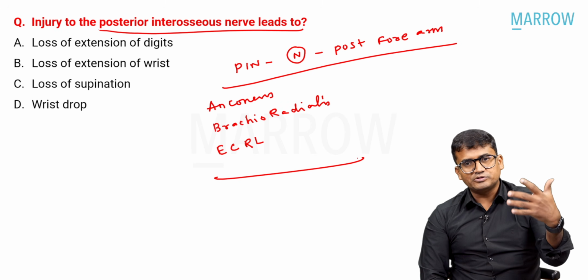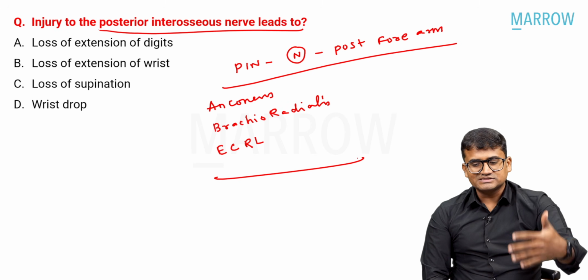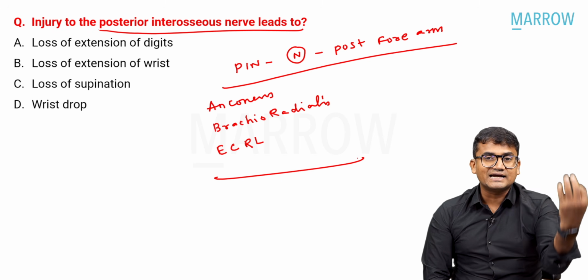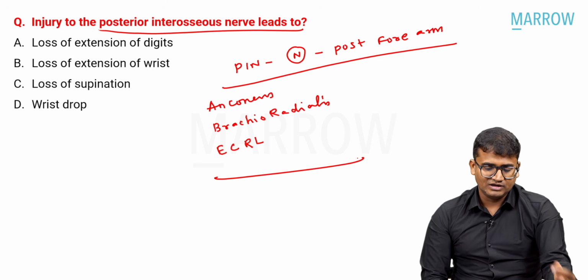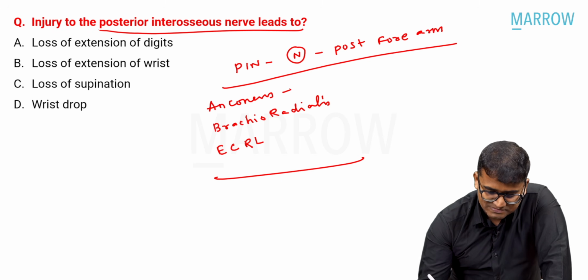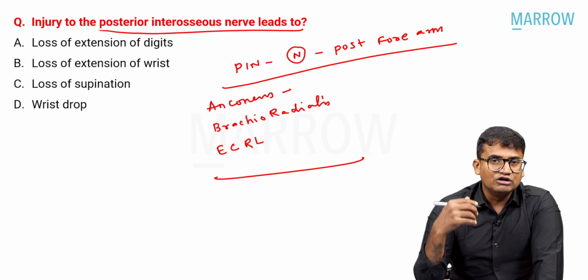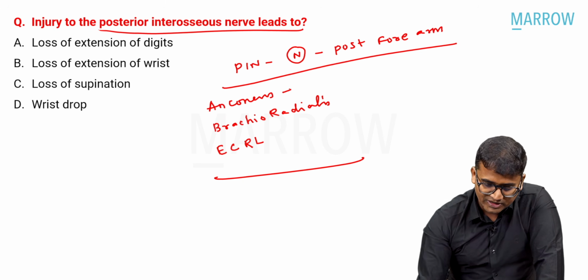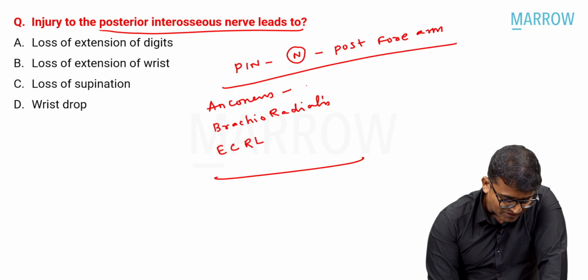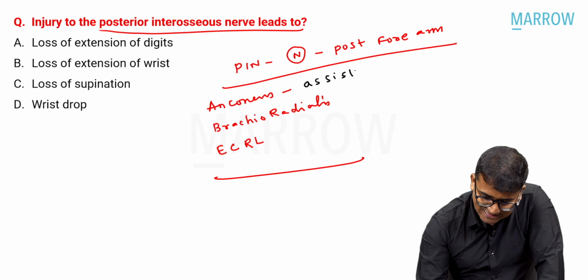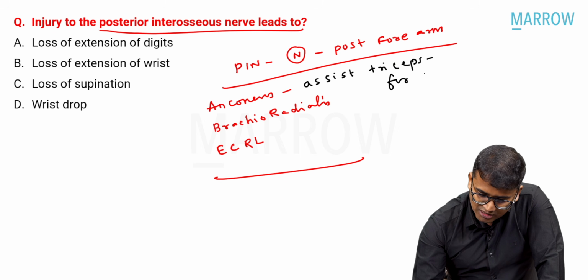So these three muscles in the posterior compartment of the forearm are not supplied by the posterior interosseous nerve. They are supplied directly by the radial nerve. Now, what is the action of the anconeus muscle? The anconeus is not a main muscle, it is a helping muscle for extension of the elbow. Anconeus assists triceps for elbow extension.